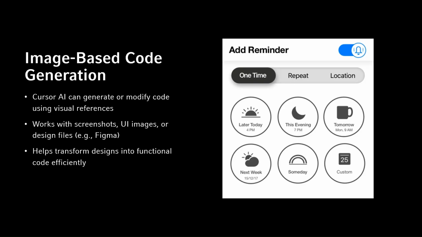The final major feature I want to highlight is image-based code generation, which allows Cursor AI to generate or modify code by analyzing visual references. To demonstrate, I browsed through a few to-do list UI images online. While in a real project, you might receive a Figma file from a designer. Cursor AI can work with any image input to enhance your code accordingly.